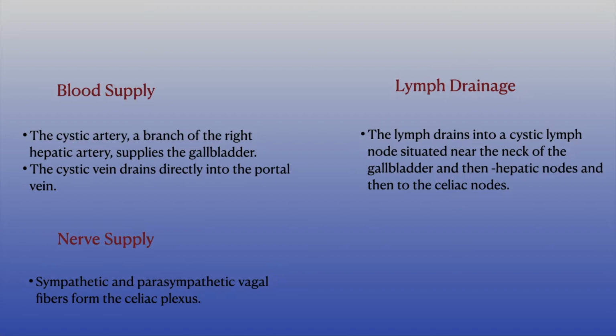The blood supply: the cystic artery, which is a branch of the right hepatic artery. The vein is a cystic vein which drains directly into the portal vein. Lymphatic drainage is into the cystic lymph node situated near the neck of the gallbladder, and then hepatic nodes, and then the celiac nodes. The nerve supply is from the celiac plexus, both sympathetic and parasympathetic.